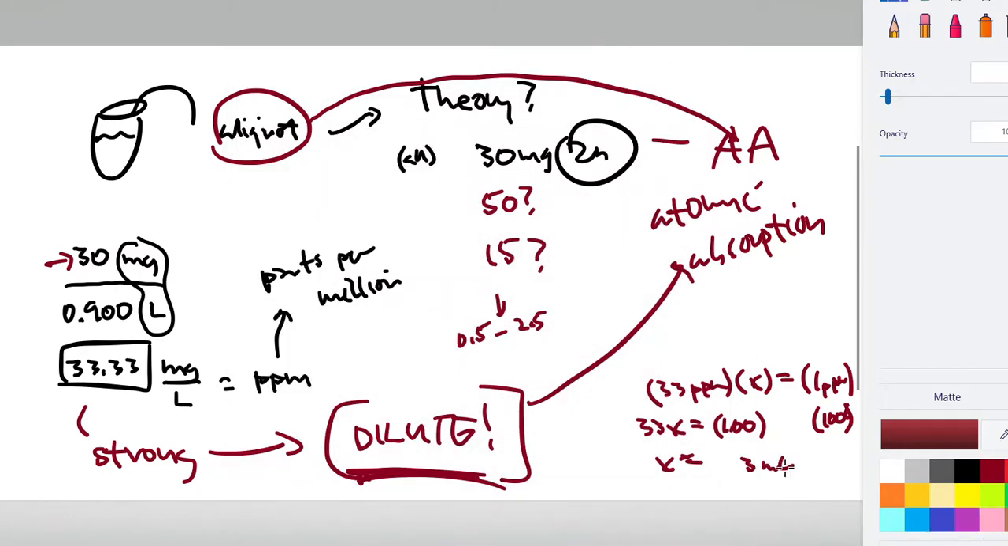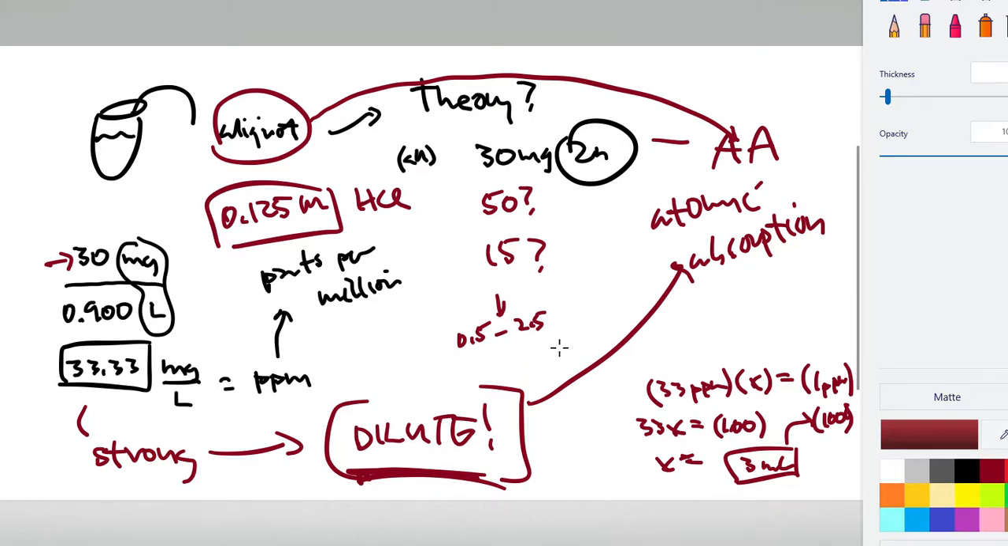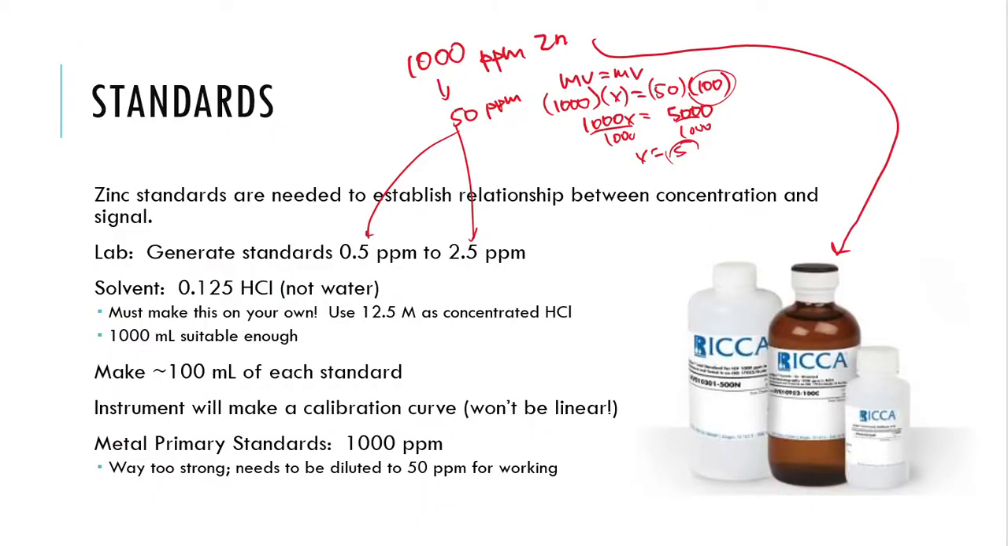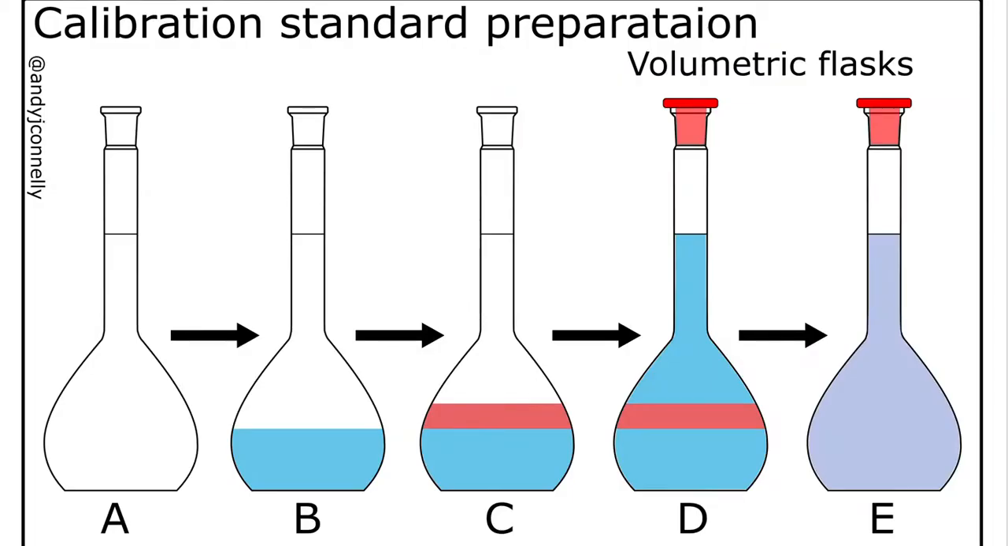So about 3 mils. I'm going to take 3 mils of the aliquot that I have pulled from the dissolution chamber, and I'm going to add that to a 100 mil flask and dilute up to the line with solvent. The solvents that are used for the peel, the solvents that are used for the standards, will be a 0.125 molarity hydrochloric acid solution. So again, that 0.125 molarity hydrochloric acid has to be diluted and prepared by you. All right, so to make standards, just a tidbit of information, we often start with a volumetric flask.